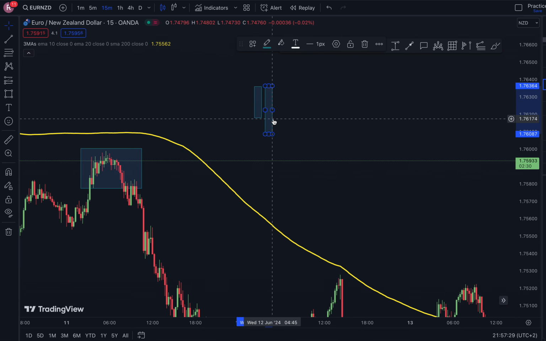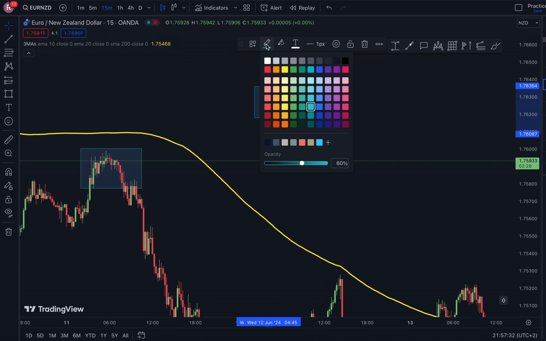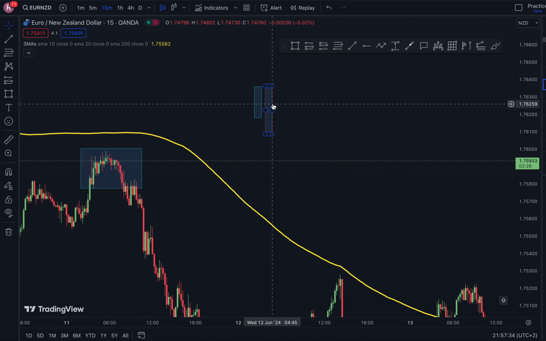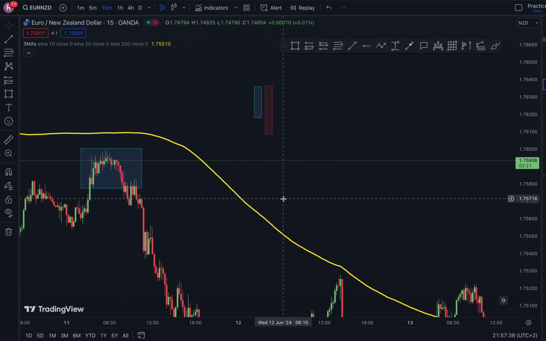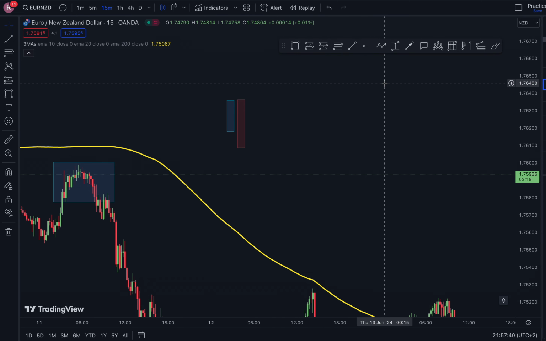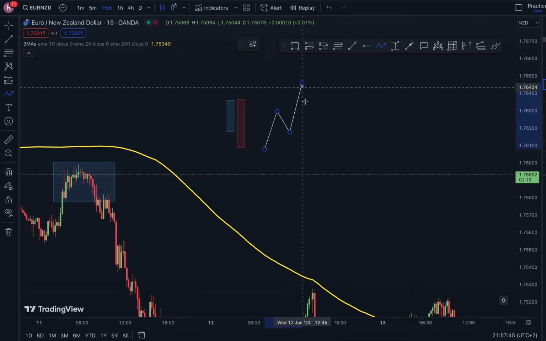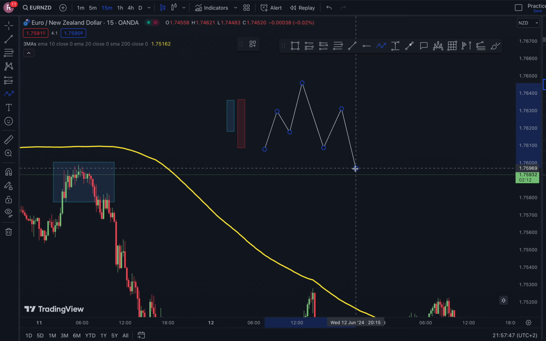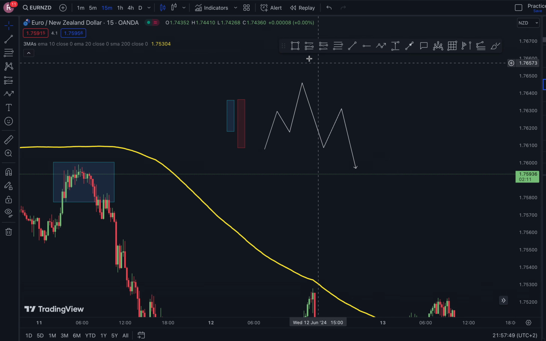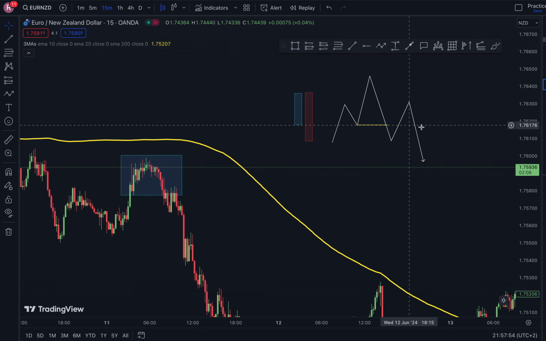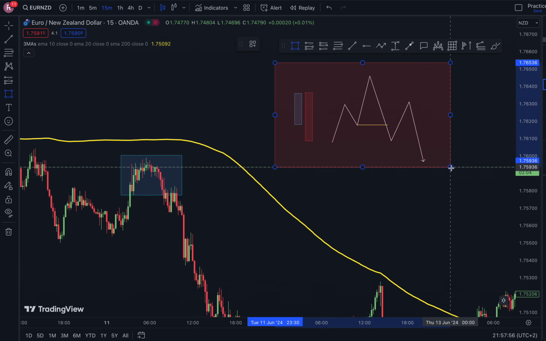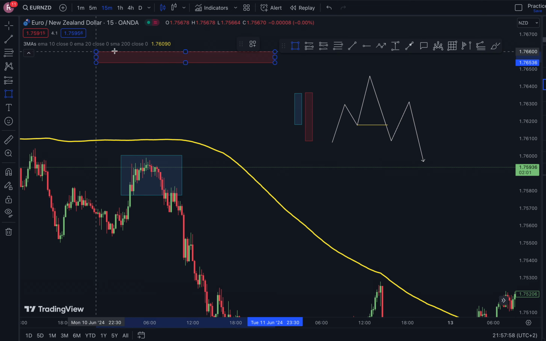Let's say this candle is red. Let's make it red. Cool, that's an engulfing candle. Or I see a change of character, where price changes character. Those are indications that price wants to change direction.